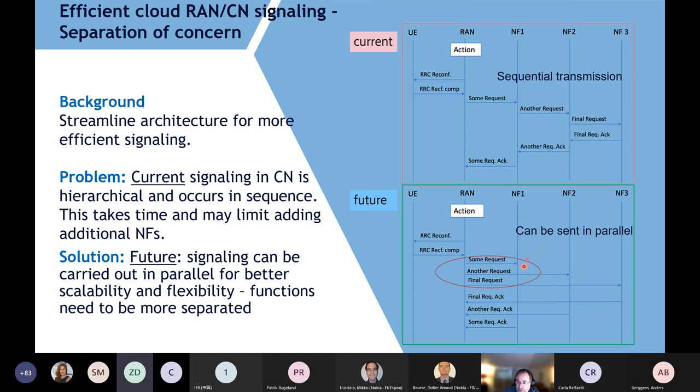But this is not that easy as just looking at this. We need to make these network functions have more separation of concerns, as you say. They should be less dependent on each other. So here there are dependencies now that we need to look into, and see how these functions can be different from what they are now, so we can make more efficient signaling. That's the way we think now, and we have started working on this.